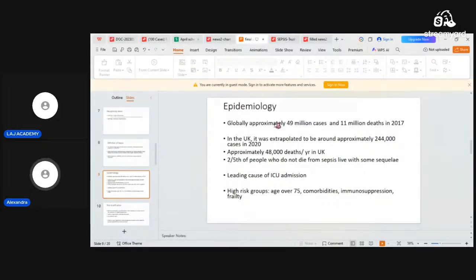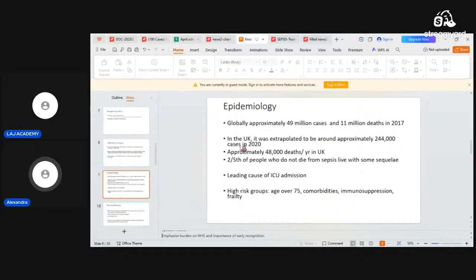So globally, in 2017, there was a study that found approximately 49 million diagnoses of sepsis, out of which 11 million deaths were recorded. This was in 2017. My reference is at the back of this slide. I think this study was done by Rudd. I'll pull up my reference shortly.